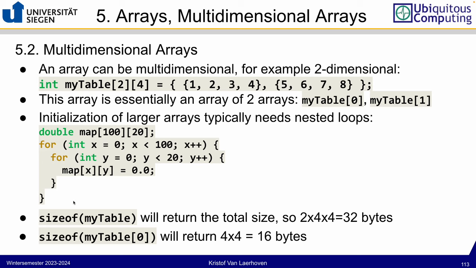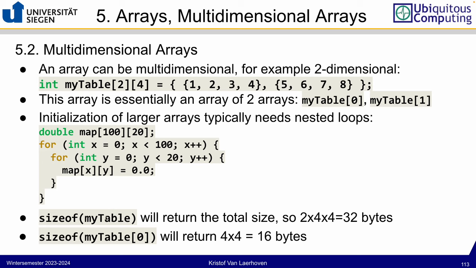So sizeof basically gives you just the number of bytes of this particular array. In this case, the whole array, my table, will return the entire size in bytes of this entire array. We know that each integer is 4 bytes. We know that 4 times 4 is 16, so this is 16 over here, and this is 16, so 16 plus 16 is 32. So we have 32 bytes for the whole table.